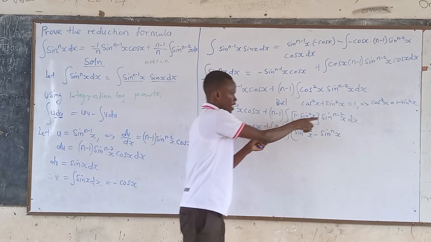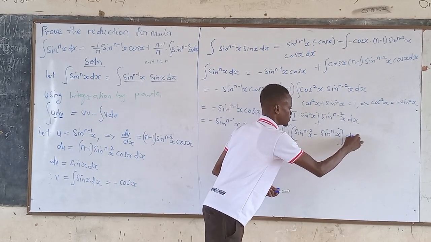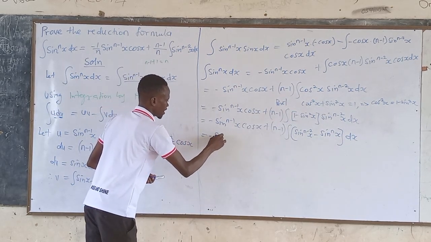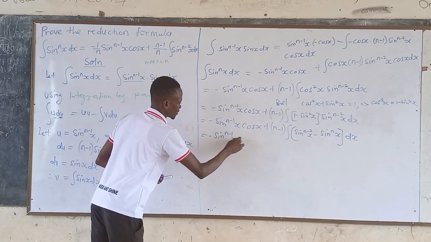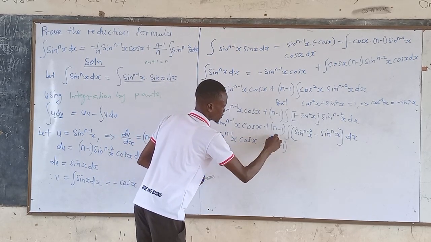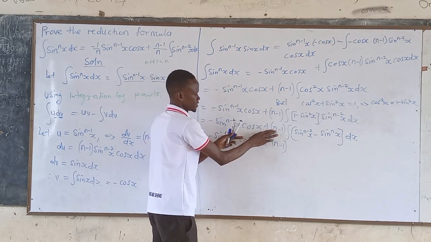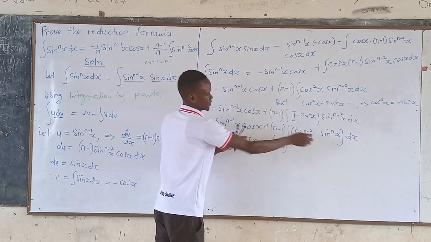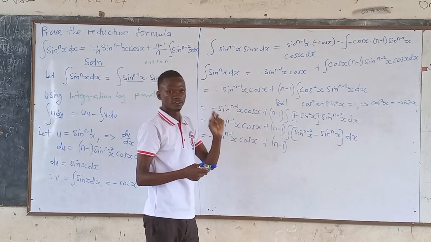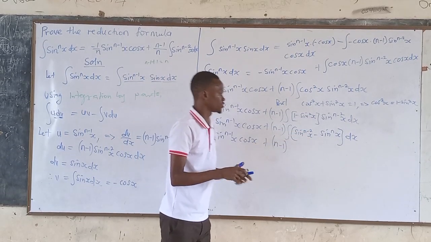This one will give us minus sine x raised to the power n, then dx. And so moving forward, I have negative sine raised to the power n minus 1 x cos x plus n minus 1. Multiply these two out. So I have this times this, then this times this. But this is the integral of a difference of two functions, so the integral affects each of them.